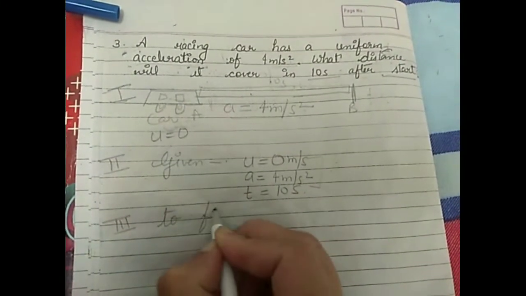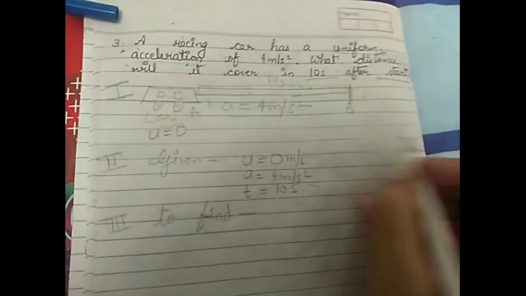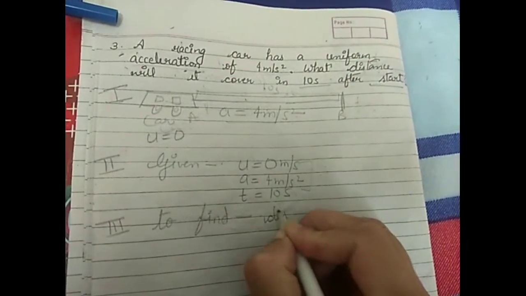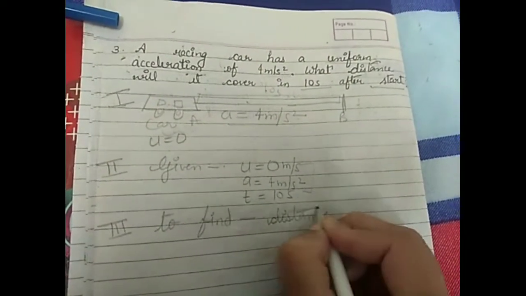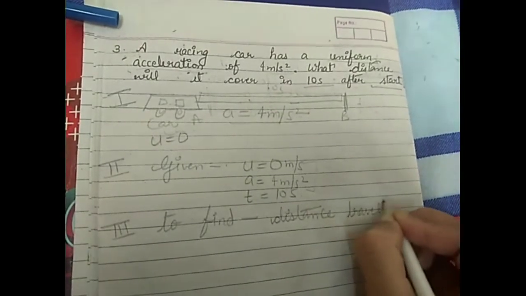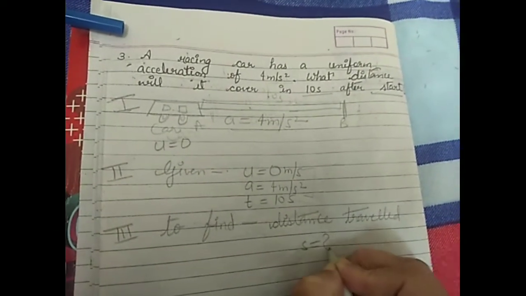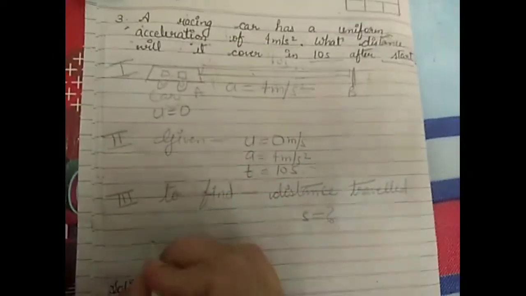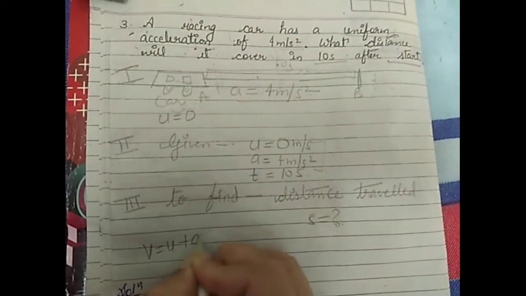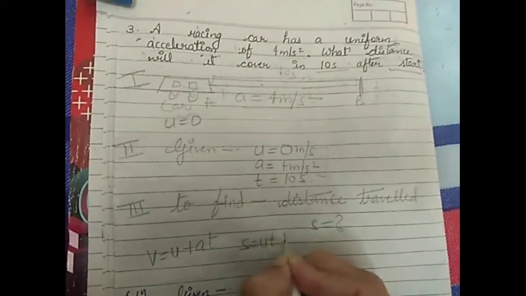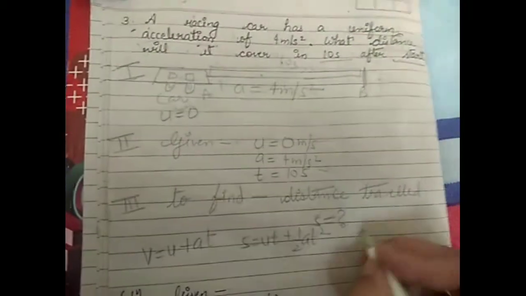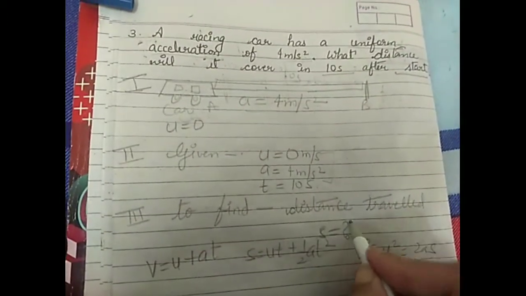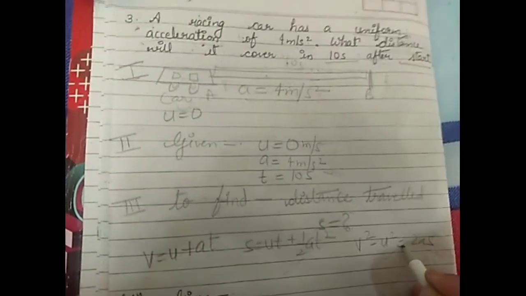Third step. What we need to find out? So we need to find out distance traveled, that means S we need to find out distance traveled. So the three equations of motions are V is equal to U plus AT, S is equal to UT plus half AT square, and V square minus U square is equal to 2AS. So these three equations can only be the option for us.